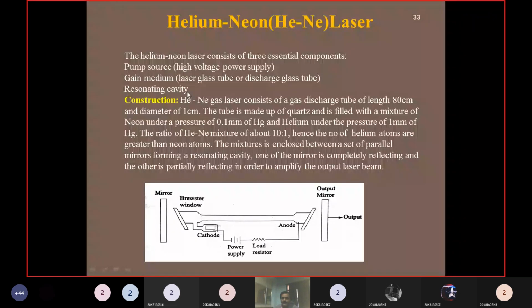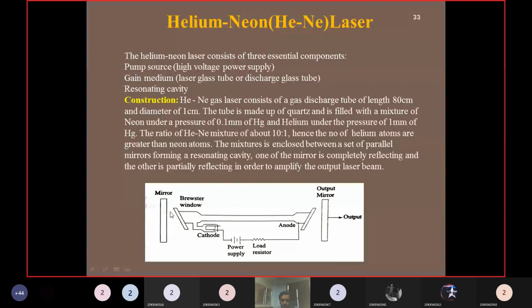The helium-neon laser consists of a gas discharge tube of length 80 centimeters and diameter 1 centimeter. See here, this is the gas discharge tube. This length is 80 centimeters and the diameter is 1 centimeter. Remember that the ruby rod length is just 4 centimeters. The tube is made of quartz and is filled with a mixture of neon under a pressure of 0.1 mm of Hg and helium under a pressure of 1 mm of Hg.